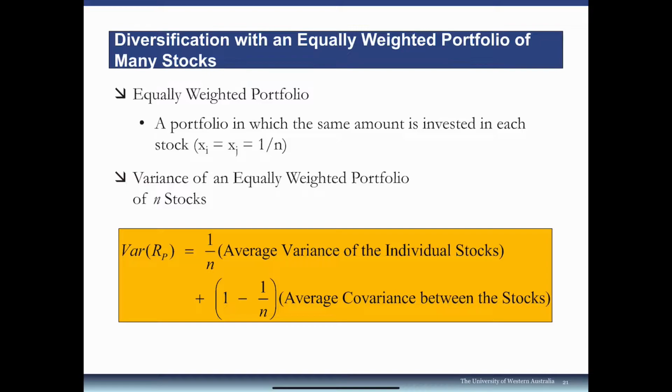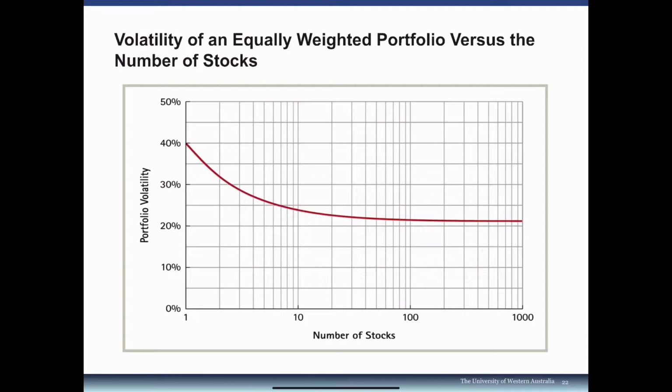So here, using this graph as an illustration, it shows you that the more stocks you are holding, if it's equally weighted, the portfolio volatility is going to go down to a level, and that level corresponds to the average covariance between each stock, right?